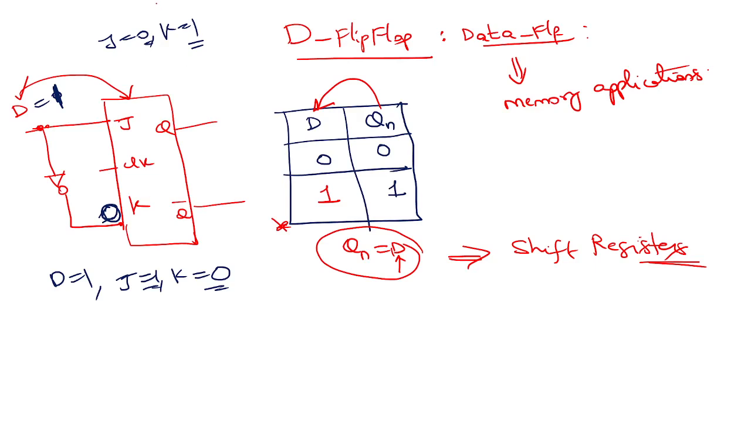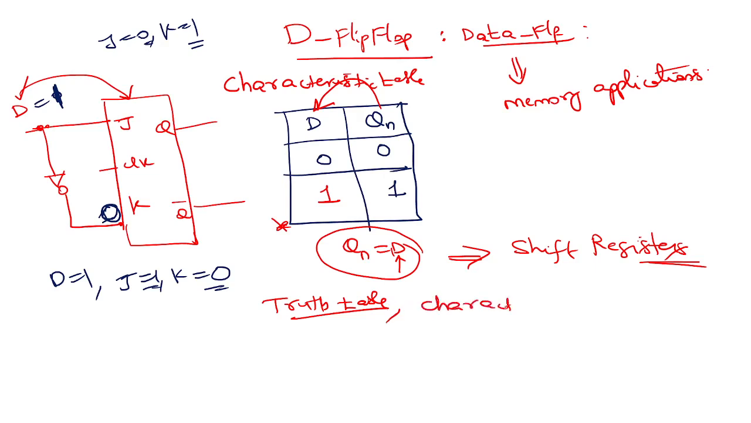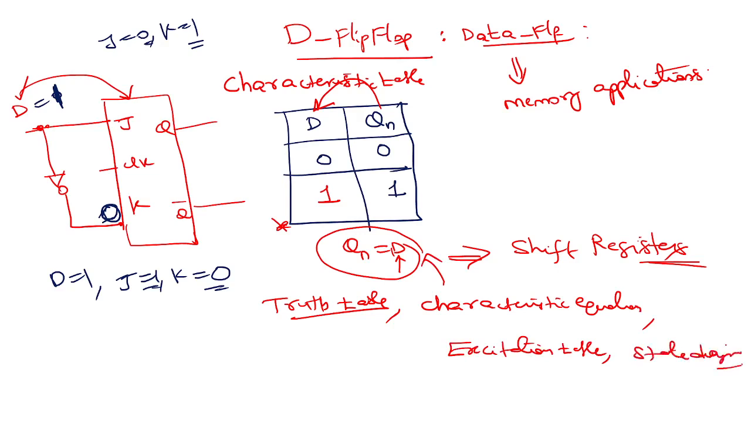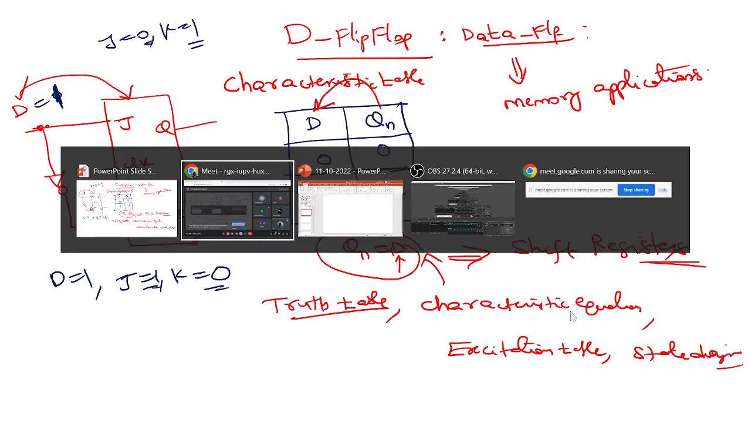See, once you have the characteristic table, what is the next step? Truth table. You need to do this as an exercise, because we have discussed it clearly in our slides. Then, followed by the characteristic equation. I already got it here. Then what? Excitation table. Then, state diagram, right? These are the three things. So the question may come in any aspect. So anybody has any message?